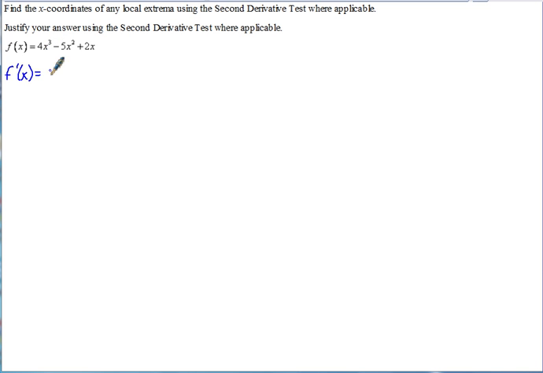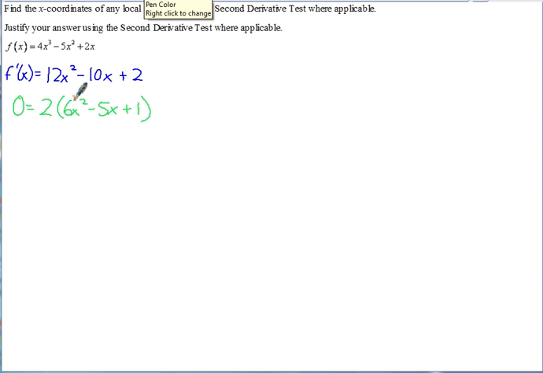which here, using the power rule, would be 12x squared minus 10x plus 2. And in this case it won't ever be undefined, so just set it equal to 0. You can factor out the 2 with GCF, and that leaves you with 6x squared minus 5x plus 1.